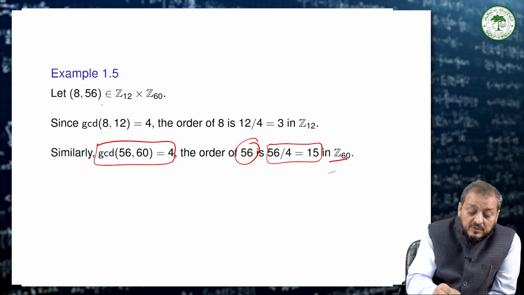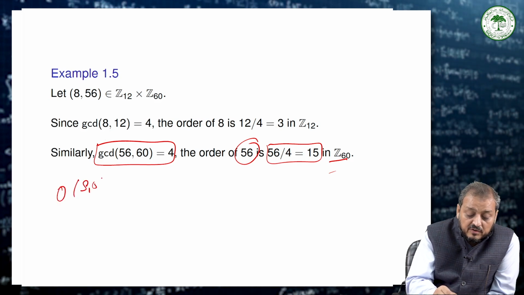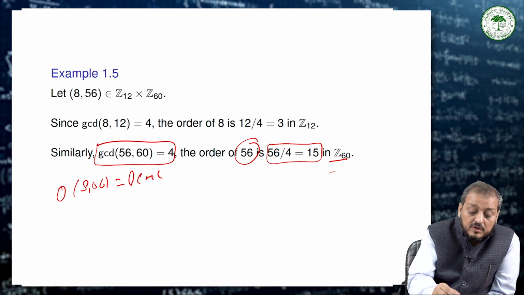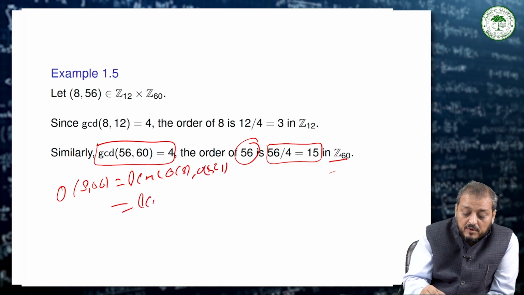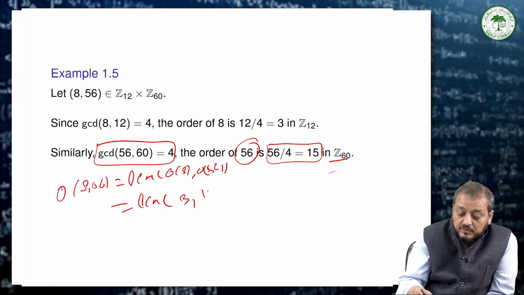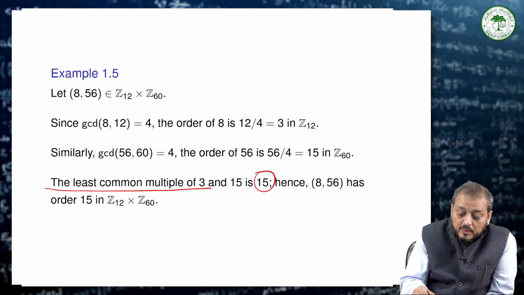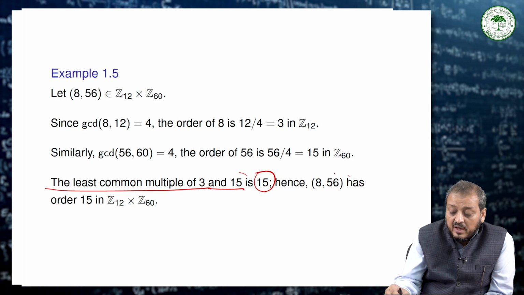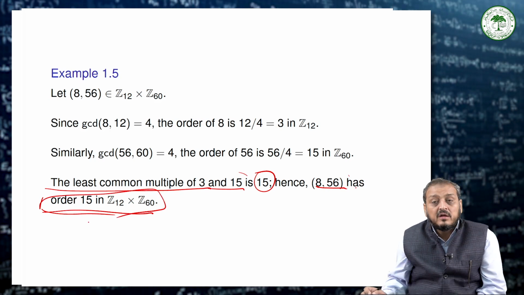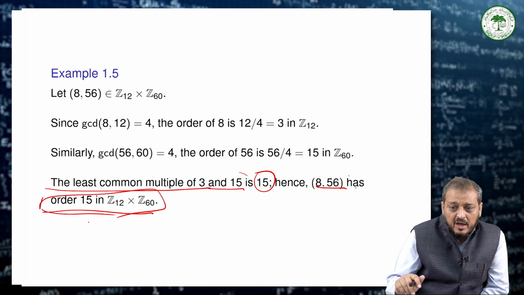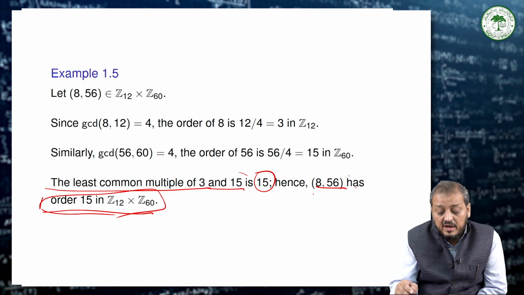Now according to the theorem, the order of (8, 56) is equal to the LCM of the order of 8 and the order of 56. The order of 8 is 3, the order of 56 is 15, so simply the least common multiple of 3 and 15 is equal to 15. So (8, 56) has order 15 in Z12 cross Z60, and if we check this, it clearly gives the identity element.